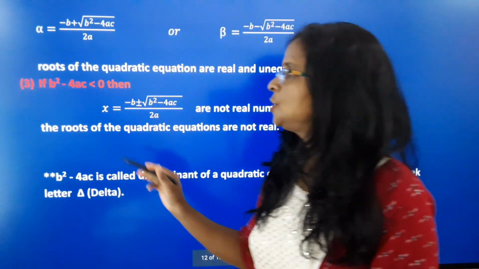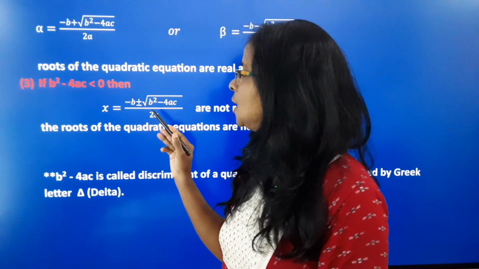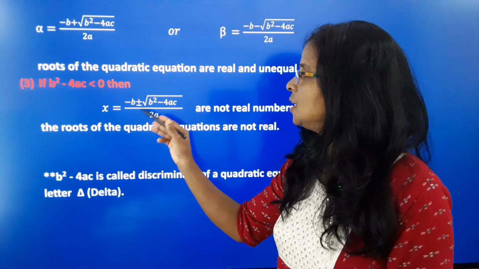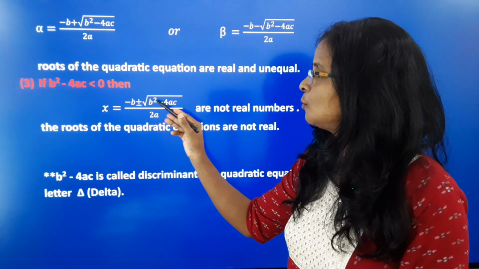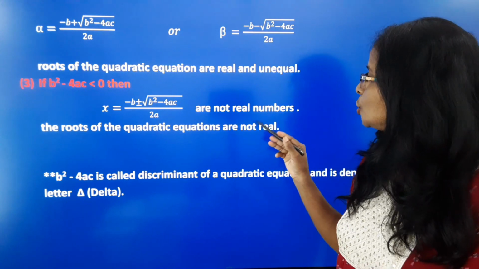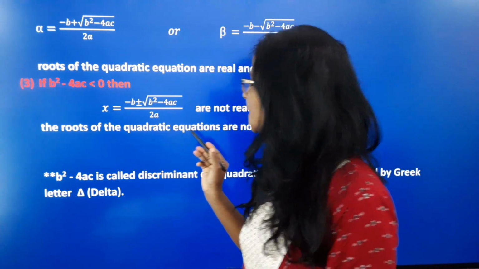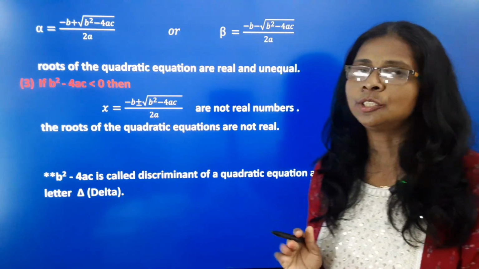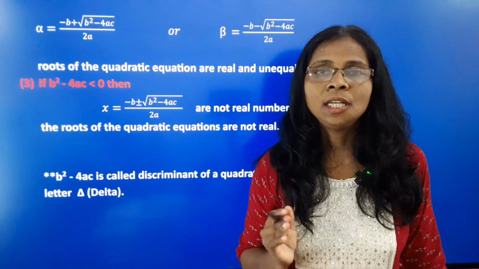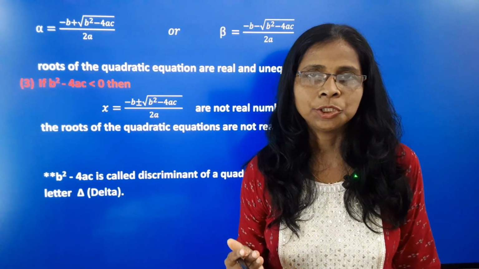Now the third condition: if b square minus 4ac is less than 0, then x is equal to minus b plus or minus square root of b square minus 4ac upon 2a, which are not real numbers. That means the roots of the quadratic equation are not real. This way we can understand the nature of the roots of the given quadratic equation.